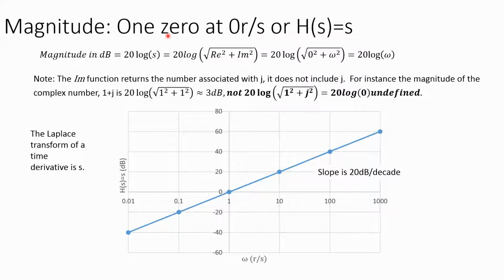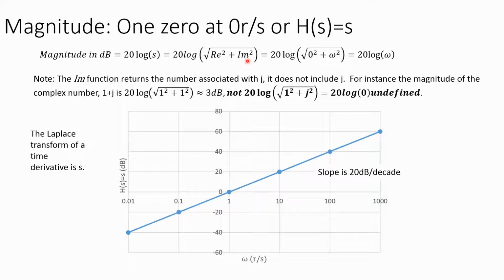So the most simple thing to plot is when the transfer function equals S. Now what is S? It's the Laplace transform of a time derivative. The magnitude in dB is 20 times log of S, where S equals j omega, and we have 20 times log of the magnitude, the square root of the real squared plus the imaginary squared, which gives us 0 squared plus omega squared.